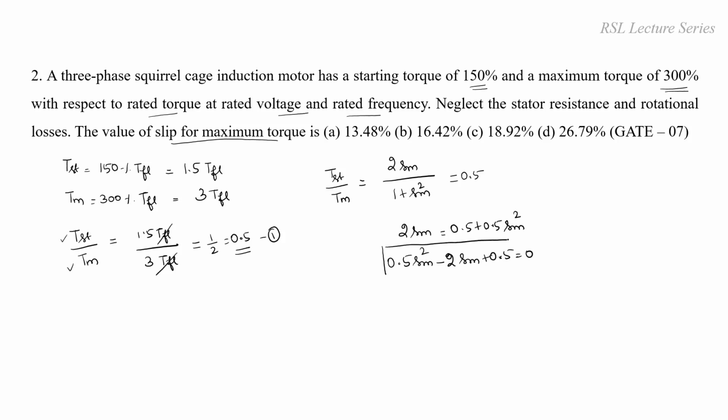So on rearranging the above equation, we'll get a quadratic equation in Sm. So on solving this quadratic equation, we'll get Sm is equal to 0.2679, which is equal to 26.79 percent. Okay. So the answer is D.